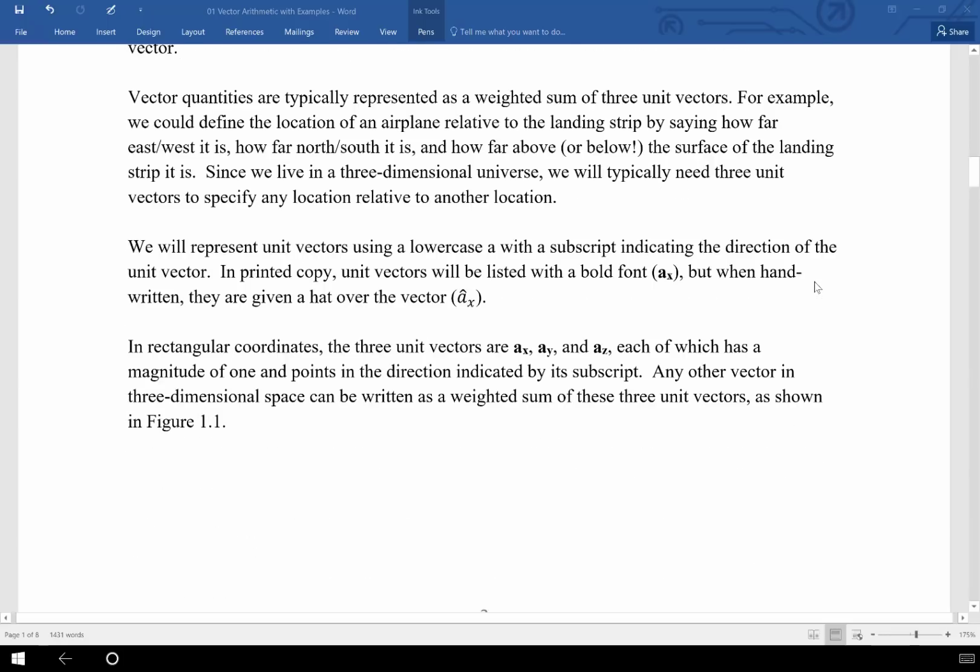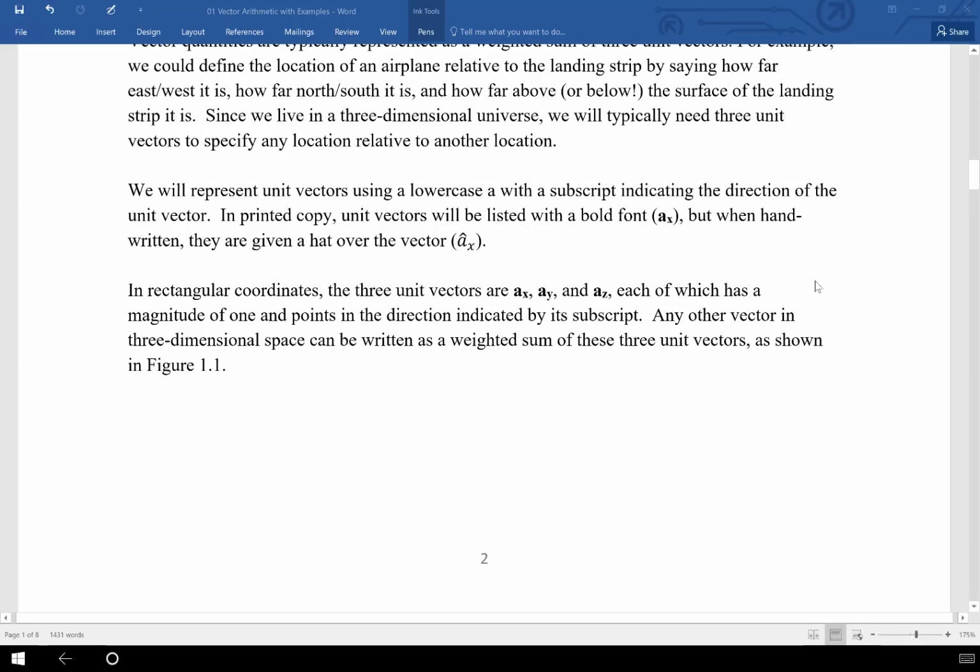Now we'll be able to represent these vectors as a. So this lowercase a will only be used to represent unit vectors in this class. And in print, we'll typically use a bold font to represent vectors, but when we're writing them by hand, we'll have to use a little hat symbol. And so that little hat symbol is going to express the fact that this is a unit vector. We'll never use the hat for anything other than a unit vector which has a length or magnitude of 1.